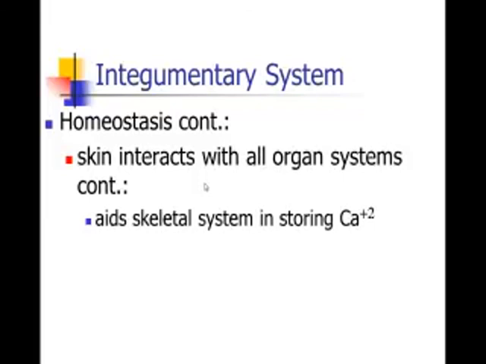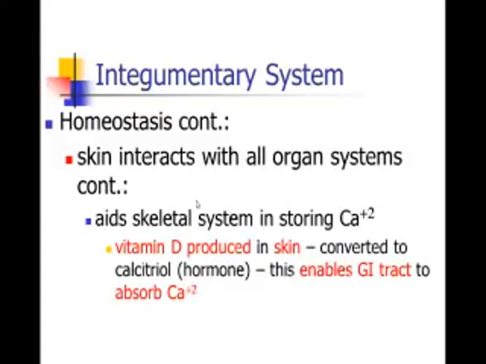The skin is going to help the skeletal system with respect to calcium, and also the metabolism of phosphorus, by forming vitamin D. Remember, the vitamin D is produced by the keratinocytes, which gets converted to calcitriol by the liver and the kidneys, and that hormone is going to allow the GI tract to absorb calcium from what you consume.